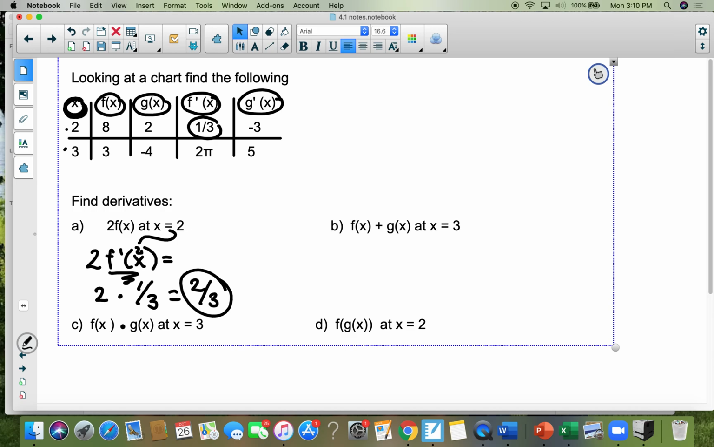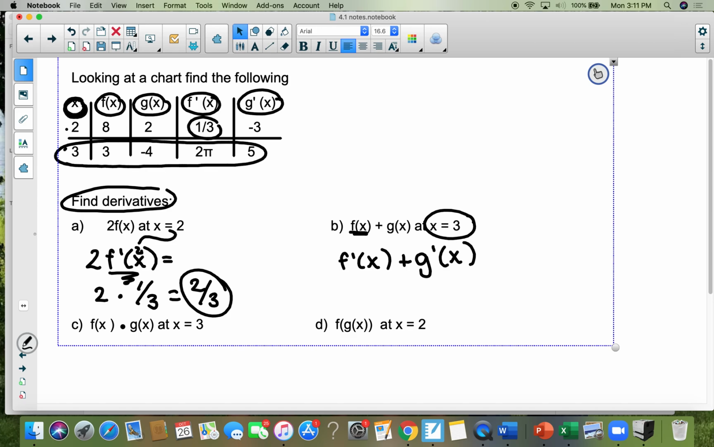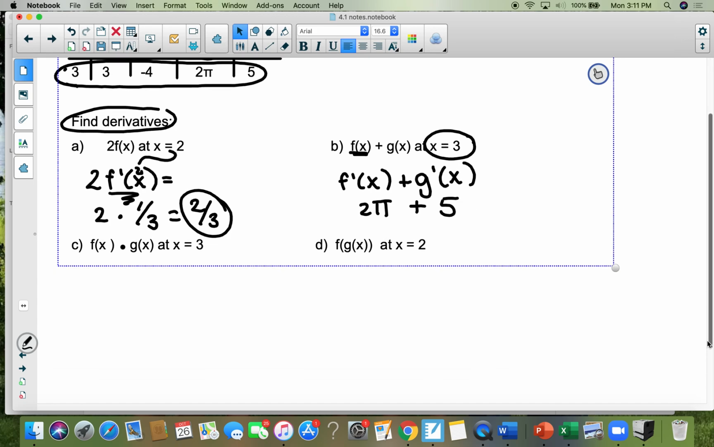Okay, f of x plus g of x. Again, you're finding the derivative. So the derivative of f of x is f prime of x. The derivative of g of x is g prime of x. And we're looking specifically at the 3, so we're looking down here. And the derivative at 3 is 2 pi, and the other one is 5, so the answer is 2 pi plus 5. Okay, now it's getting a little bit more difficult.